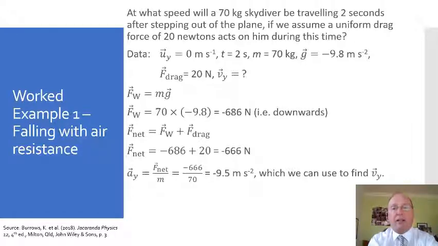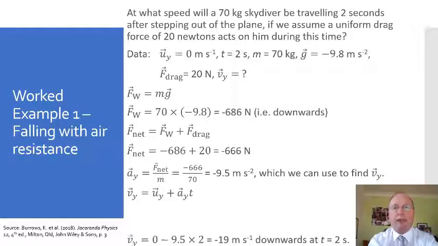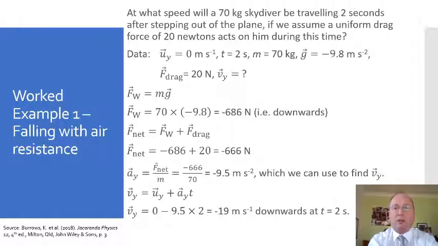And we can use that acceleration to find the velocity in the y direction. And here's the formula. v equals u plus at. And again, notice the subscripts. It's always in the y direction. And we substitute. vy equals 0, the initial velocity, minus 9.5 times 2, where it's 2 seconds. And we find that the answer is negative 19 meters per second downwards at t equals 2 seconds. So we've answered the question about the velocity or the speed of the skydiver.